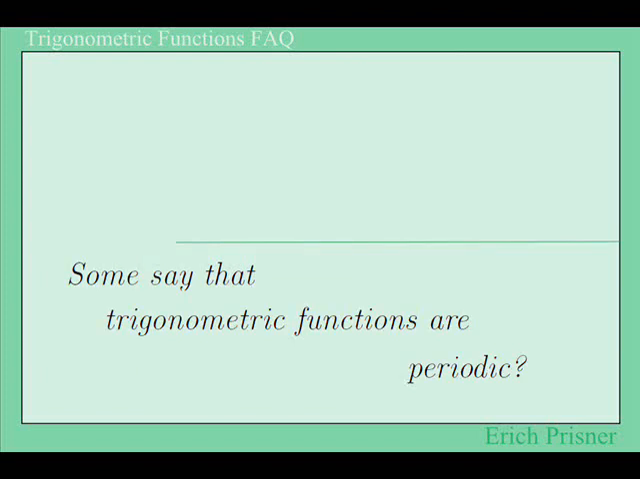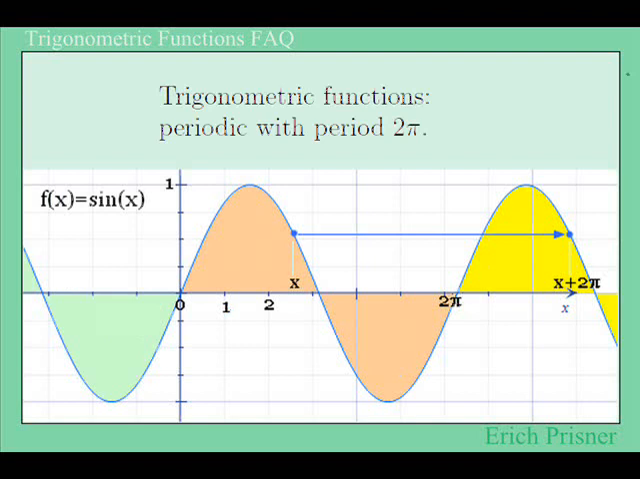Some say that trigonometric functions are periodic. Oh yes, a function is periodic if its graph repeats itself over and over when moving to the right or to the left. A function f is periodic with period p if f of x plus p equals f of x for every x. That means that all we need to know is f of x for the x between 0 and p. All other values follow.